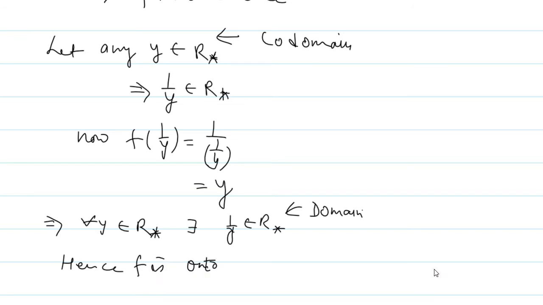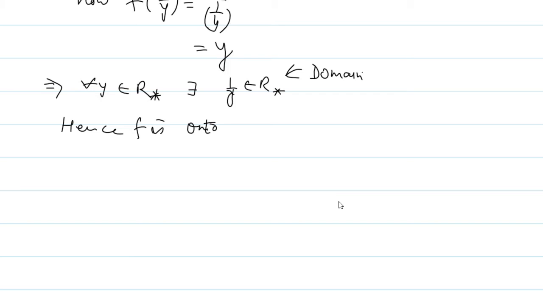What we have done here: we have taken any arbitrary element from the codomain and then we found the value of f of 1 upon y, and it was found to be y. It means that any arbitrary element of the codomain has its pre-image in the domain, hence it is onto. Now we have shown that the function f is 1-1 and onto, hence our result is true.